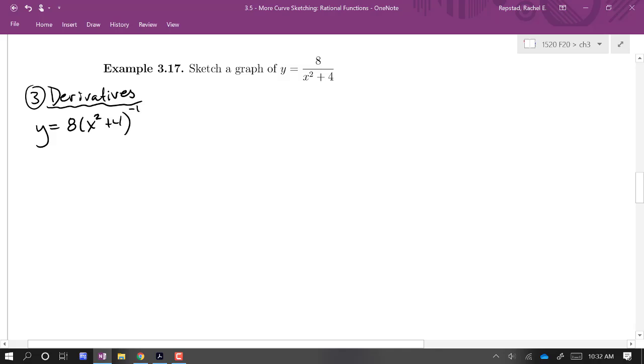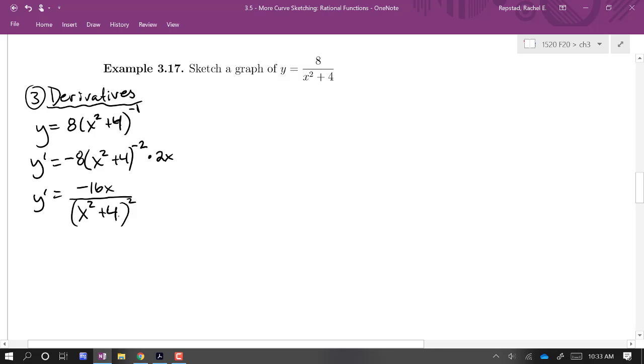in this way. Right, 8 times x squared plus 4 to the negative 1 power. Then y prime, the first derivative, is negative 8 times x squared plus 4 to the negative 2 power times 2x. Don't forget the chain rule there. I'm going to simplify this and put it back into the form of a fraction. So I've got, on top, a negative 16x over x squared plus 4 squared.